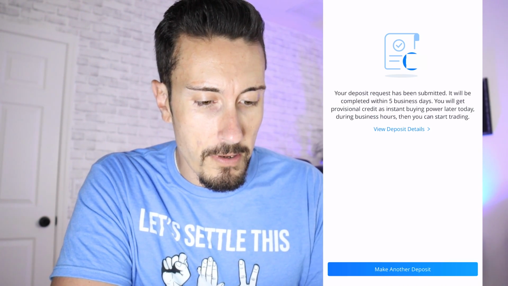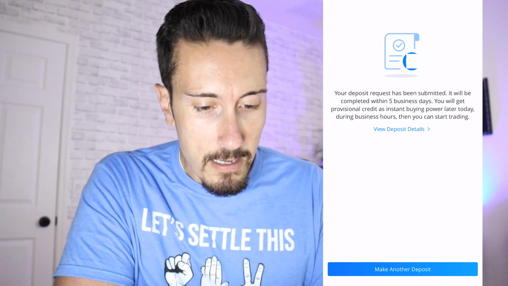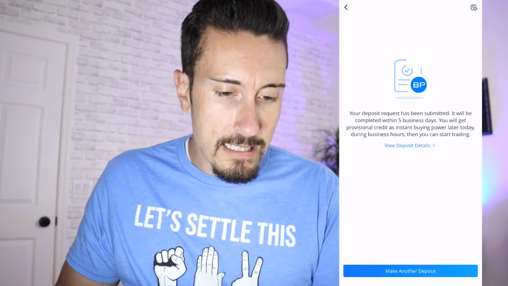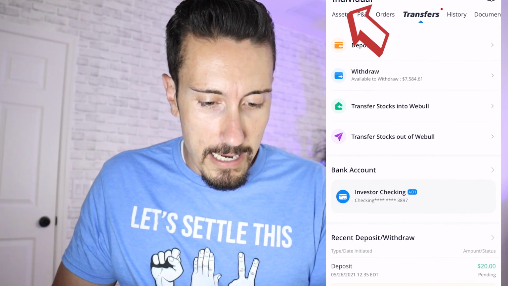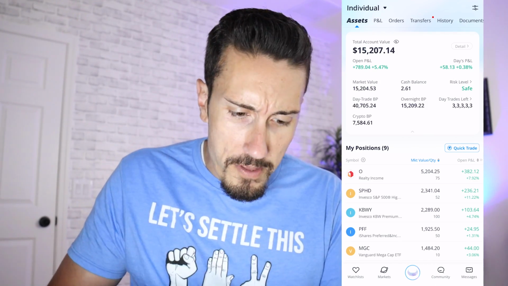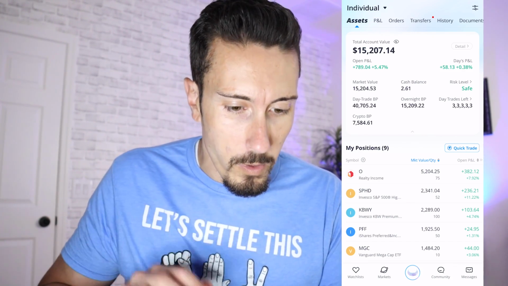So here's the confirmation screen saying your deposit request has been submitted. Credit as instant buying power later today. So I don't need to make another deposit, so I'm going to hit the top left-hand side where that arrow is and go back to this screen where it says transfers. Let me go over this screen with you really quick so you can understand what this looks like.